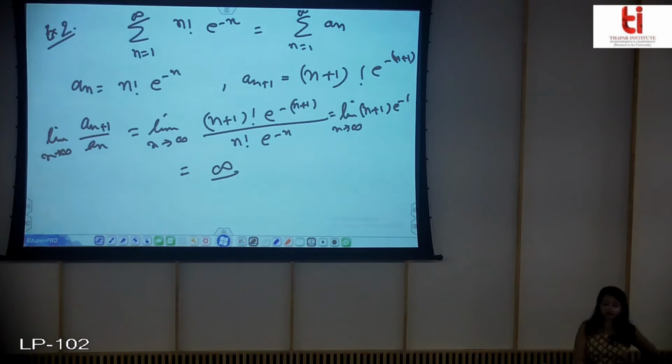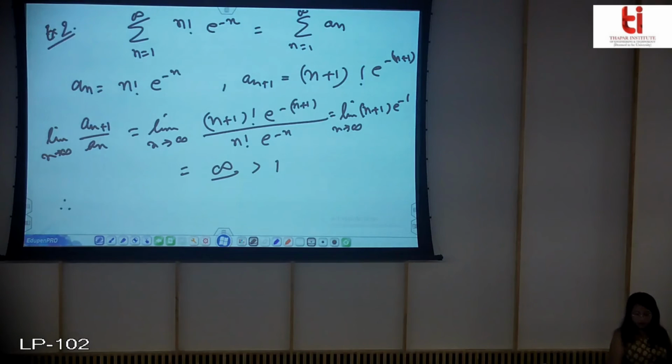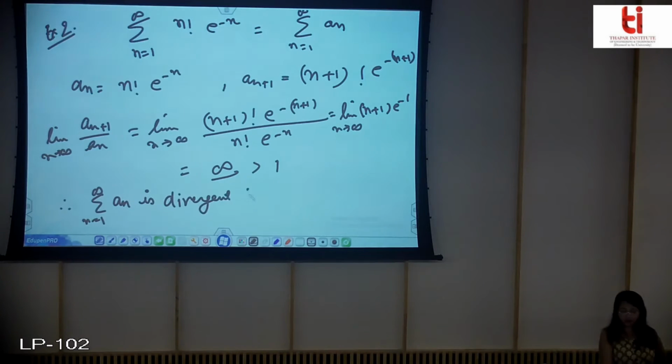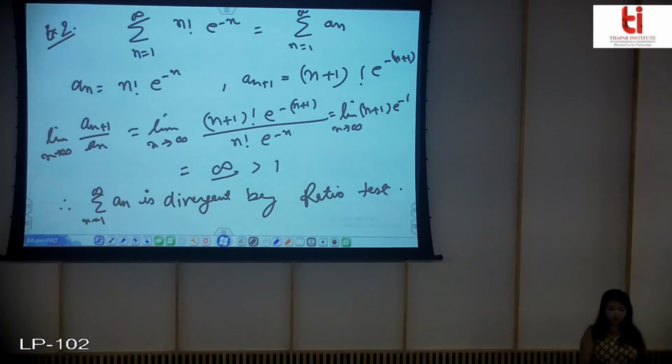Now this falls under the case 2, when this is greater than 1 or infinite. We say that therefore summation of a_n is divergent by ratio test. So let us do another example that gives you the third condition, for inconclusive.